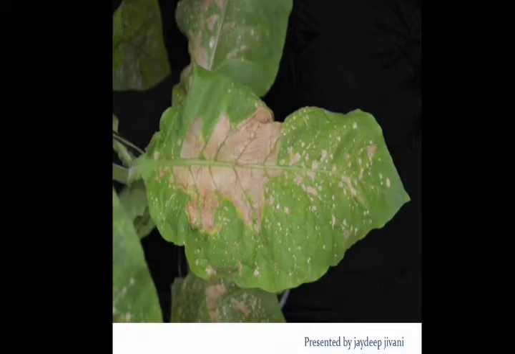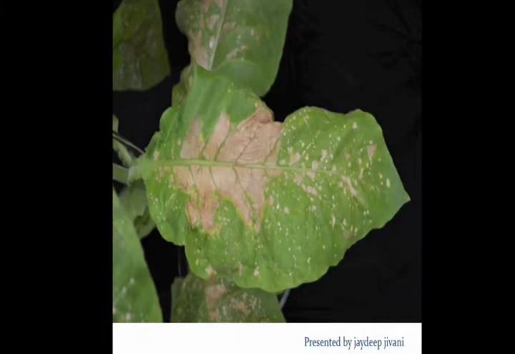The leaves of the tobacco plant, the dots that are visible on them mean that it is a symptom of manganese deficiency. So these leaves indicate that it is a symptom of manganese deficiency in the plant.